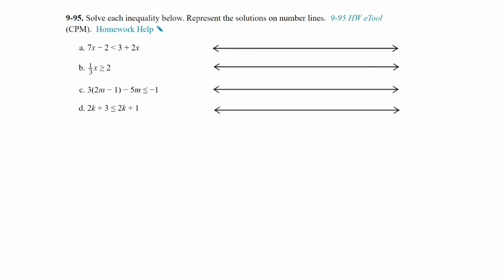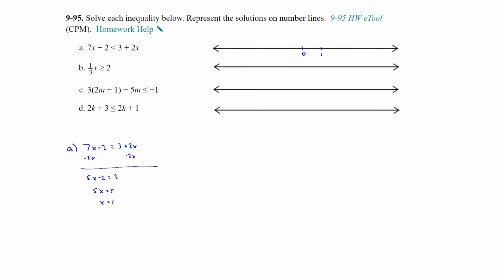Question 95. Solve each inequality below. Represent the solution on number lines. So start with A. We have 7x minus 2 is less than 3 plus 2x, and we change it to an equal because we want to find that boundary point. So we'll subtract 2x from both sides, and to do that we're going to solve for x. Add 2 to both sides. We get 5x equals 5, divide by 5, and x is equal to 1.